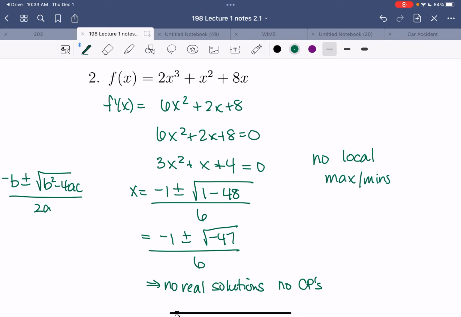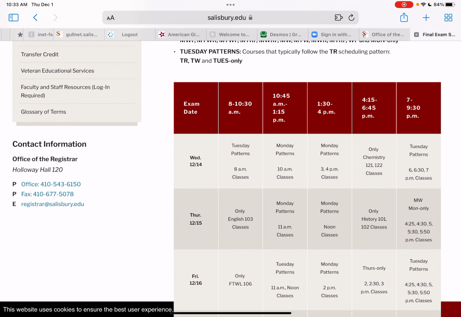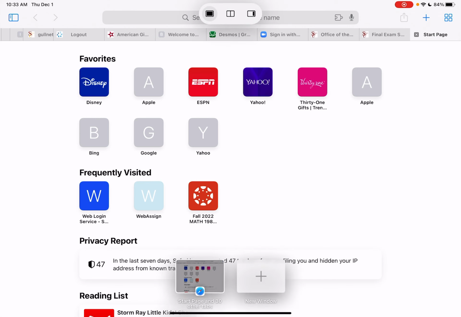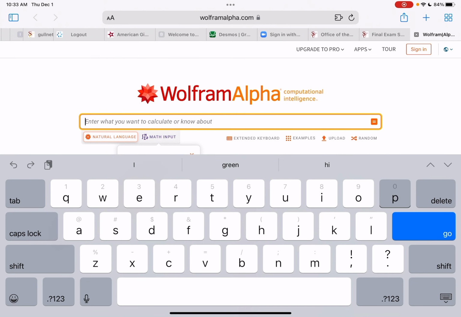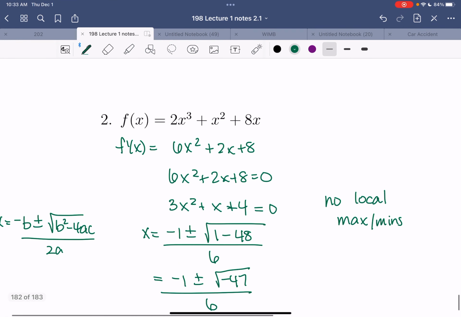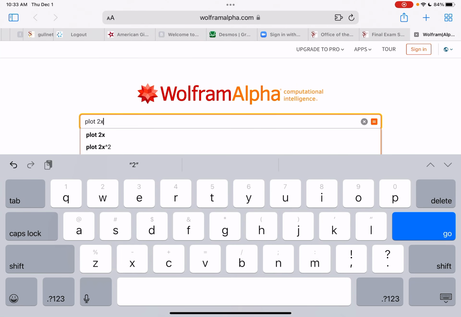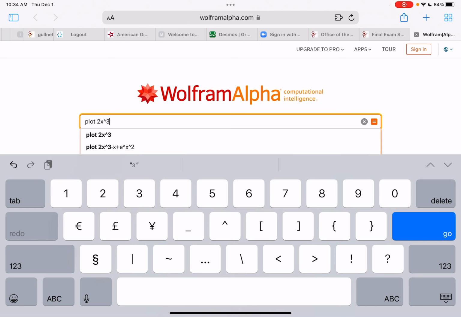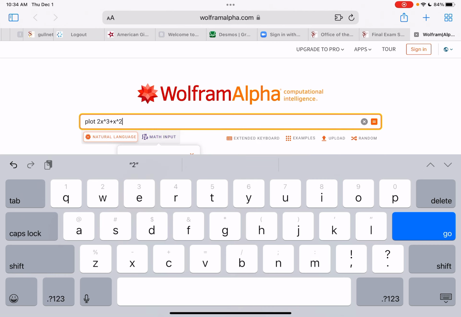Now let's confirm that. Let's go ahead and graph that. So 2x cubed plus x squared plus 8x. Let's go to my Wolfram Alpha and take a quick peek at the graph. So we're going to plot. And we said that was 3x squared, right? 2x cubed. Sorry, this takes forever. Plus x squared plus 8x. Go.